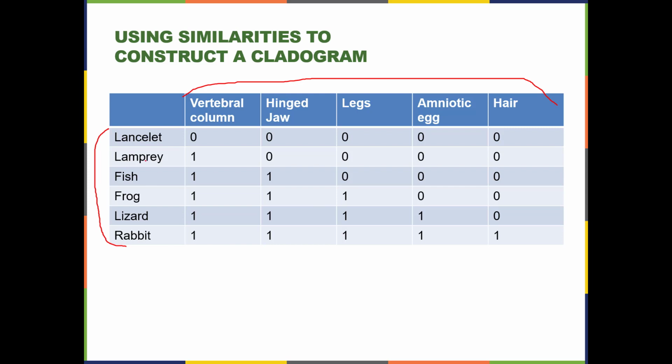So you may not have heard of all these things, but you probably heard of a fish and a frog and a lizard and a rabbit. Lancelet and lamprey you'll learn later. But it doesn't really matter what these are. These are the names of the organisms. And then these are the traits.